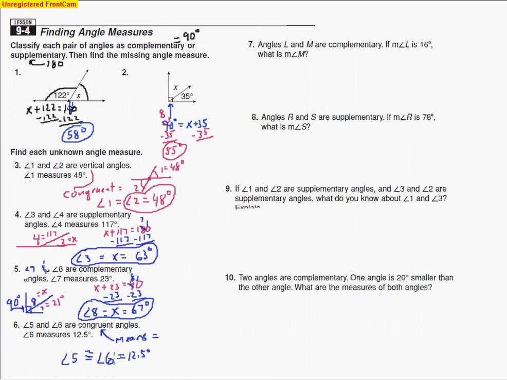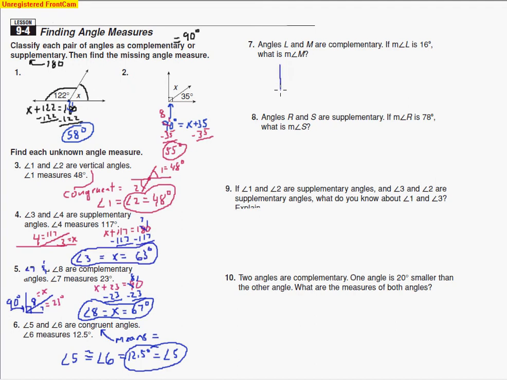Well, if angle 6 equals 12.5 degrees, then angle 5 would equal the same exact number because they are congruent. And so we'll say that angle 5 is 12.5 degrees. Next one is angle L and M are complementary. If angle L is 16 degrees, what is M?